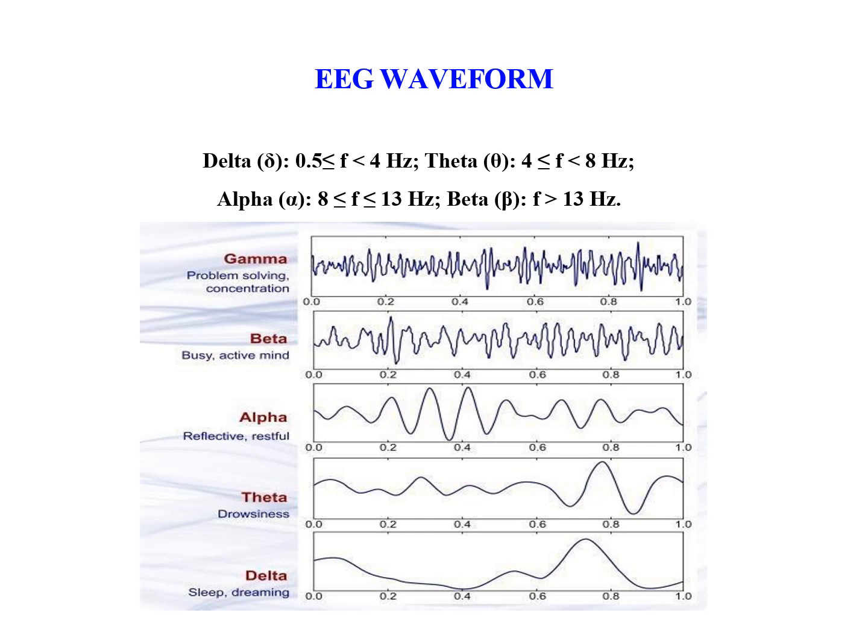First is gamma, the waves of problem solving and concentration. In the first diagram, beta is the waveform of a busy or active mind. Alpha means a reflective, restful mind, and the brain waves are measured. Theta is the waveform of drowsiness. Delta is the waveform of sleep and dreaming.